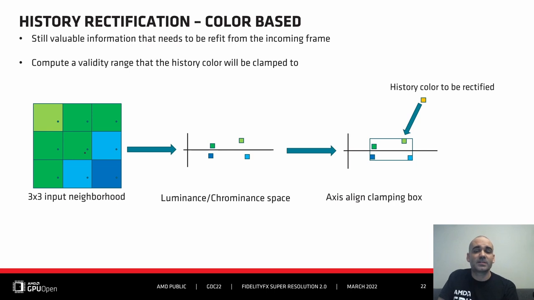If we look at this image, we've got this 3x3 neighborhood holding effectively 4 different colors. That's what is being plotted in the middle picture. From that, we can infer a clipping box, and the history to be rectified will be fit into that box.